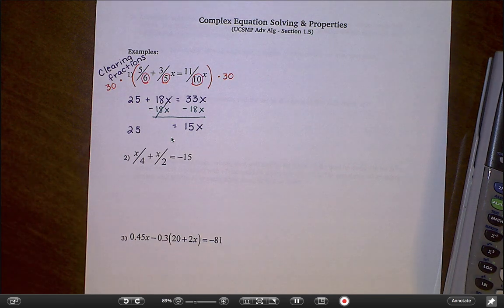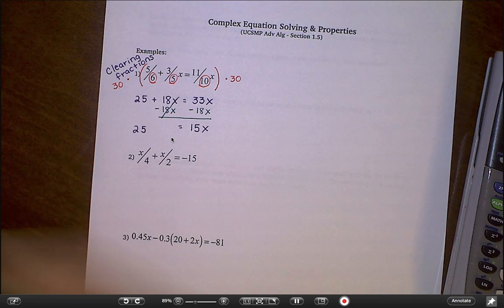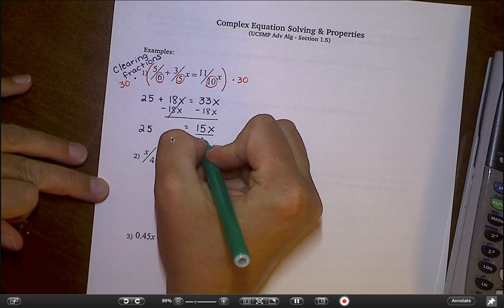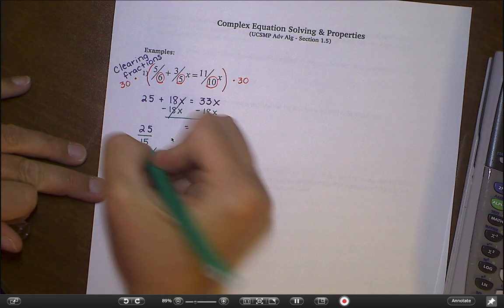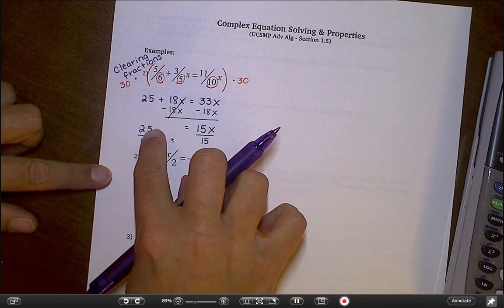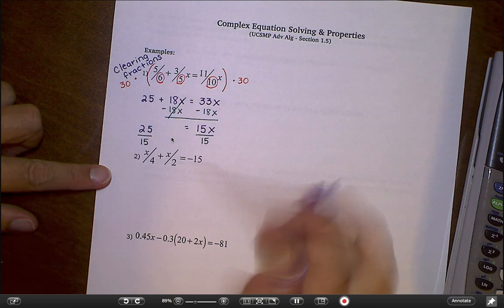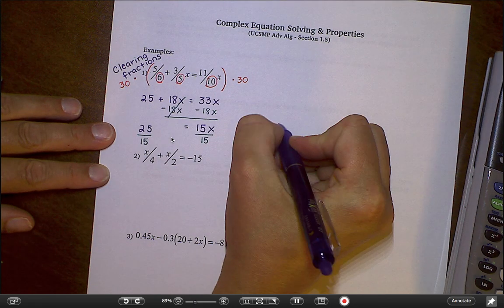Okay. And then to get rid of the 15 in front of the x, I'm going to divide both sides by 15. And 25 over 15, I could make that into a decimal if I wanted to. Mental math-wise, it's easier for me to make it into a reduced fraction. So 25 over 15 is 5/3. So I'm going to say x equals 5 over 3.